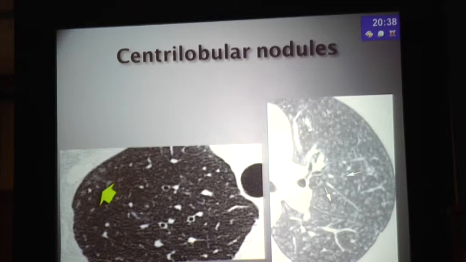These nodules can either be centrilobular, as I showed in the model, right in the center of the lobule. These are all centrilobular nodules. They can be randomly scattered, or they may even follow the lymphatics, the peribronchovascular interstitium. Depending on this distribution, we can taper to at least the first 2 or 3 differentials. And with the history, you might just make the diagnosis.